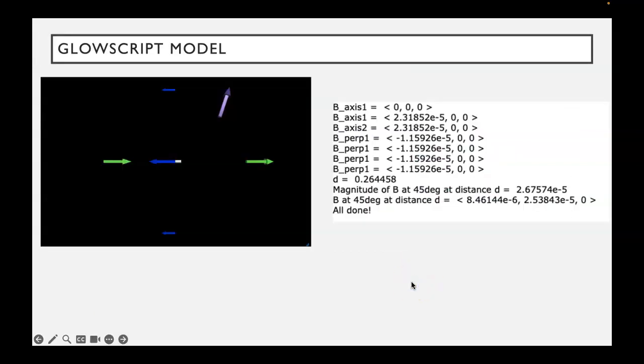In our GlowScript model, you can see how the blue arrows which lie on the vertical axis point to the left, how the green arrows which lie on the horizontal axis point to the right, and calculations for each arrow are shown on the right hand side picture, along with the calculation with magnitude at 45 degrees as intended.